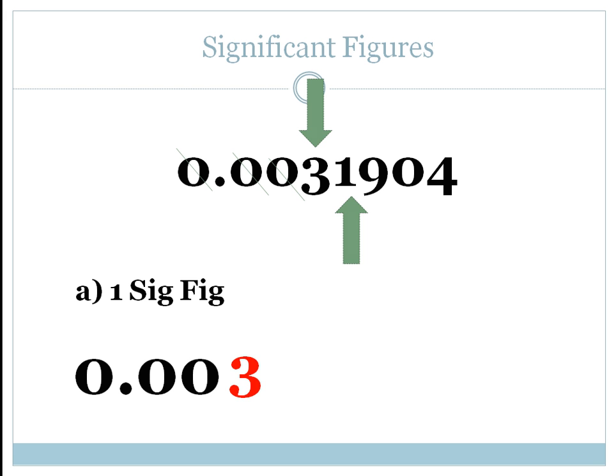Now, when I was to the left of the decimal, I had to take these other digits and put zeros. But if I put zeros down here, what happens? These zeros are significant. Why are these zeros significant? Because they're to the right of the decimal and trailing. So I do not want to add those zeros. So when I'm to the right of the decimal, I simply just write the amount of sig figs I want.